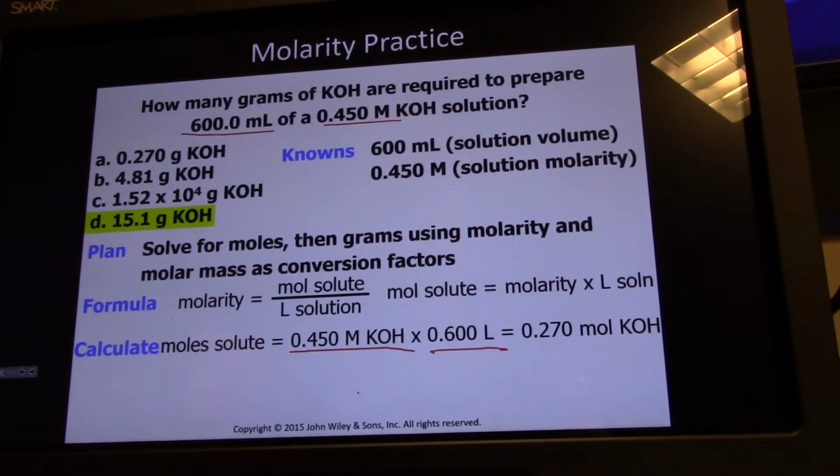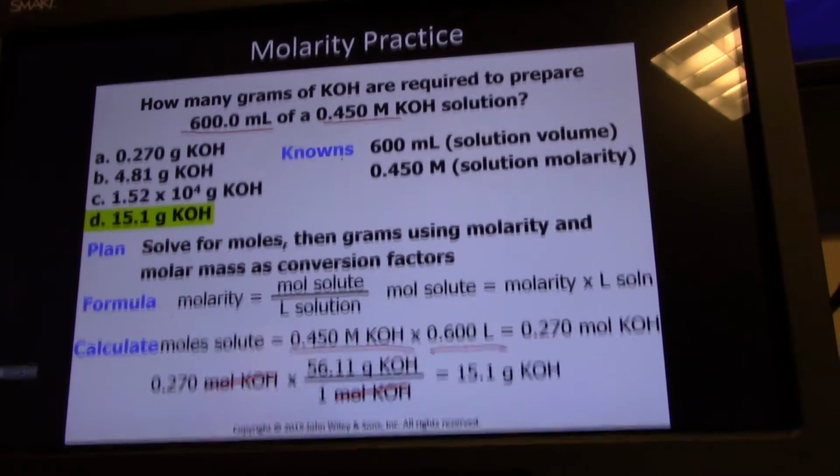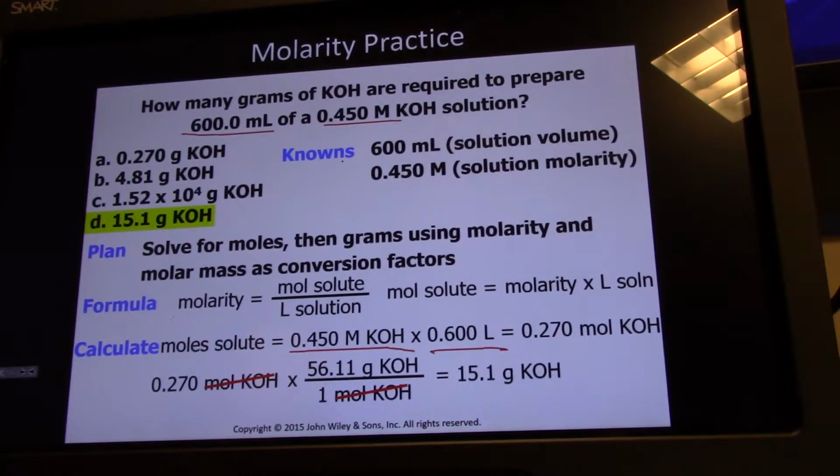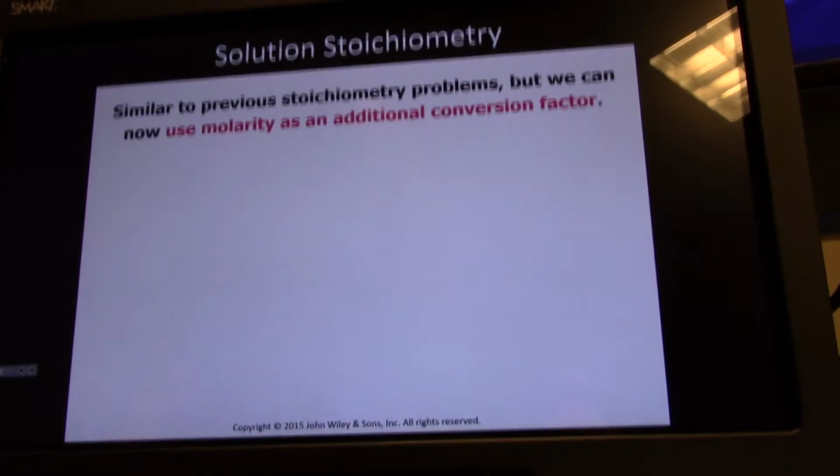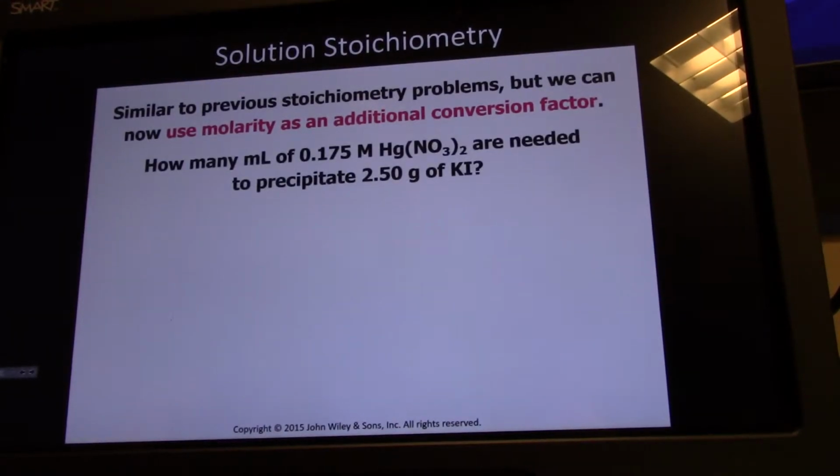Moles divided by liter times liter gives me moles. And so I calculate out that I need 0.270 moles of potassium hydroxide. Convert that back to mass, 15.1 grams. So now we can do stoichiometry.